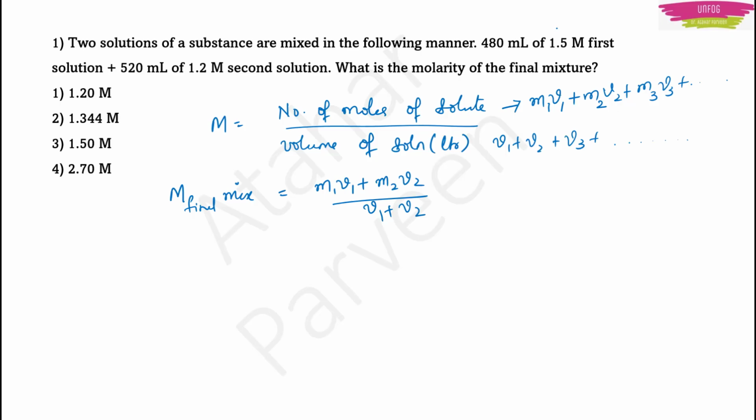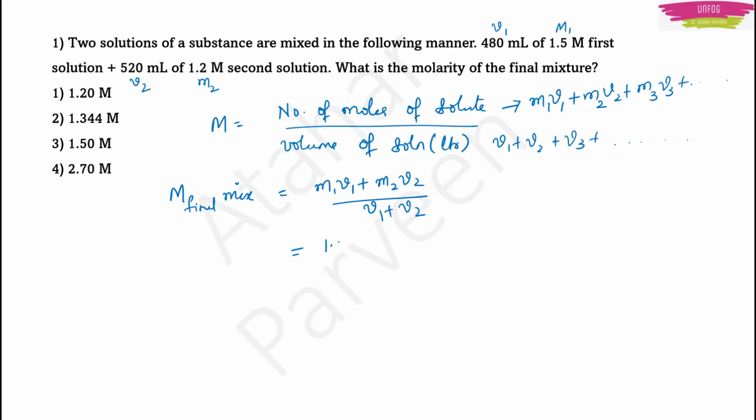Now m1 will be 1.5, isn't it? So this will be m1. m2 will be 1.2. This will be m2. Then volume, v1 will be 480 ml and v2 will be 520 ml. Now just substitute the values here.